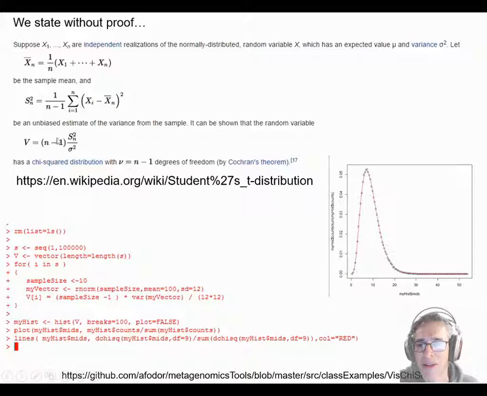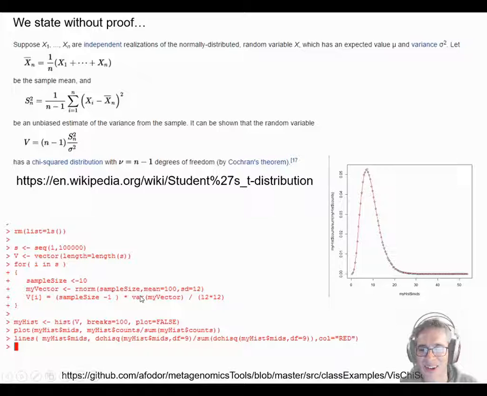So when you multiply that by n minus 1, this thing is chi-squared distributed with n minus 1 degrees of freedom. We'll state that without proof. This code actually shows that this is true. Here we're calculating sample size minus 1 times our estimate of the variance.